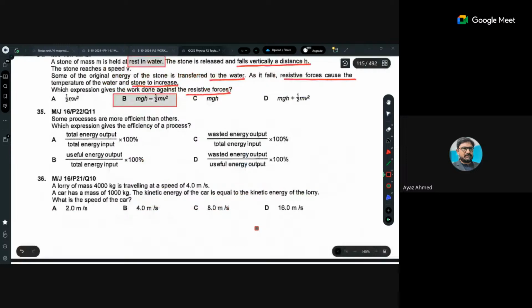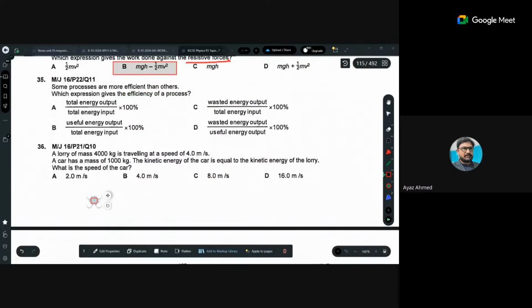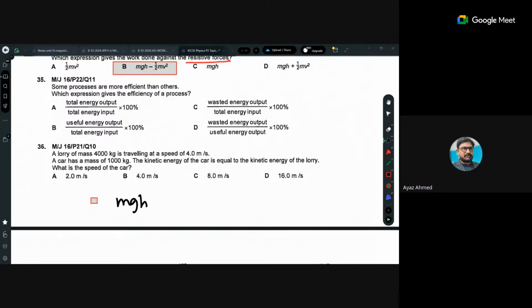Okay, let me make another equation for you. The equation was mgh equals 1 by 2 mv square plus x, because x was the thing which was required. So if I want to calculate x, which is the work done against friction, should I not shift this to the left side?